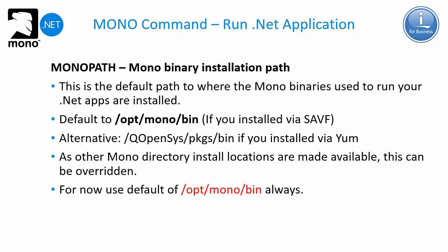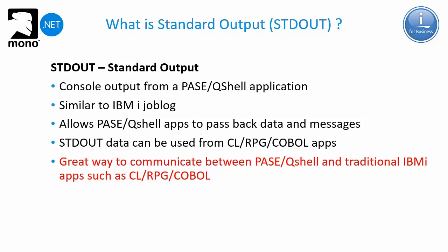And then we talked about the default path, right? So you're going to use opt mono bin. And then standard out. So for those of you that don't know what standard output is, again, it's console output from a PASE or a QShell app or a Python app or whatever, similar to IBM job log, allows us to pass the data back and lets us consume it. So to me, I found it to be kind of the easiest and the best way to communicate between apps. I don't know if you guys recommend that usually from the IBM side.